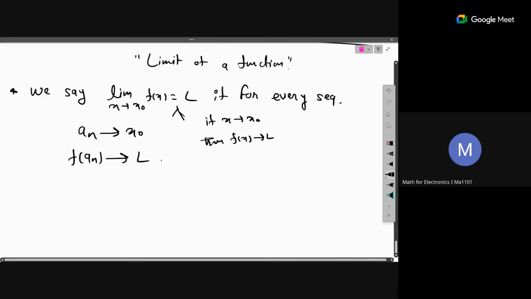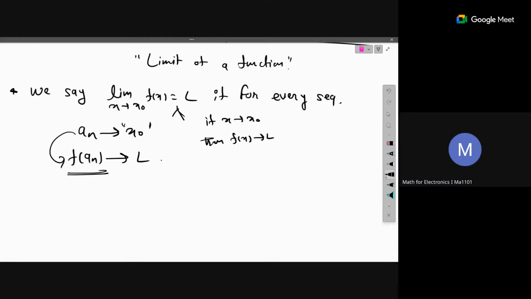If for every sequence converging to x naught, you compute the functional sequence, that means you just apply f on a and you will get a sequence. That particular sequence should converge to L. This is the meaning of the limit of a function. Is that fine? Any doubt here? It's a very simple definition. For any sequence, this scenario should happen. If this is happening, we say that L is the limit.